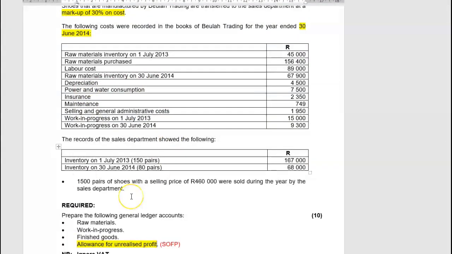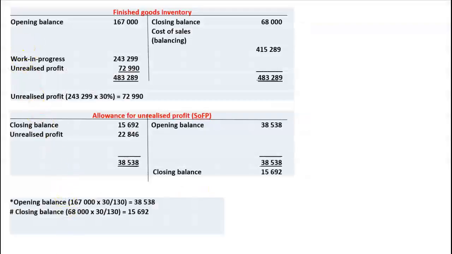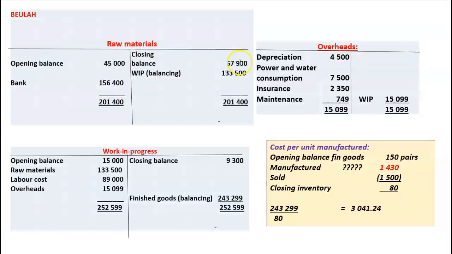Right, and that is all the information of the question, except that 1,500 pairs of shoes with a selling price of 460,000 Rand were sold during the year by the sales department. So let's complete the picture and work out the cost of goods manufactured for the year. Right, our raw materials, we've already closed it off, and we've already determined that the material issued was 133,500. Overheads, we can now close off our overhead account. We're going to accumulate all those costs. The total of all that cost, 15,099. We're going to credit overheads. We're going to debit work in progress, 15,099.